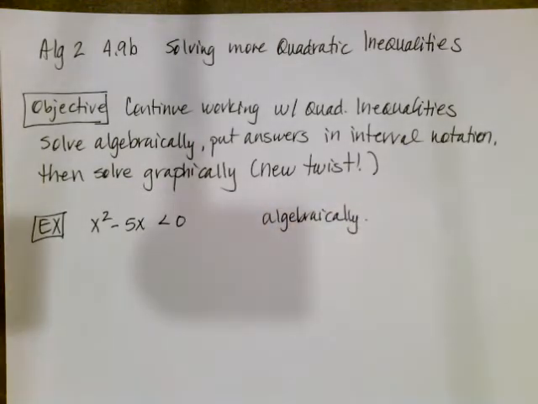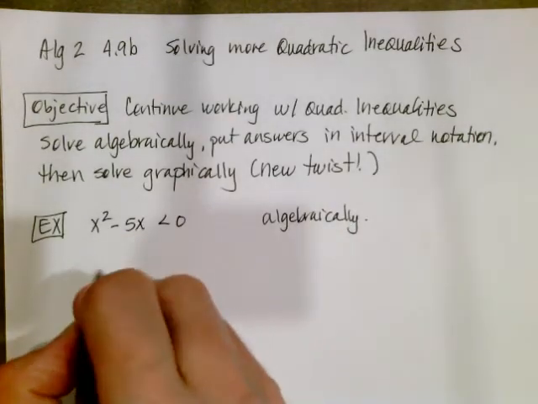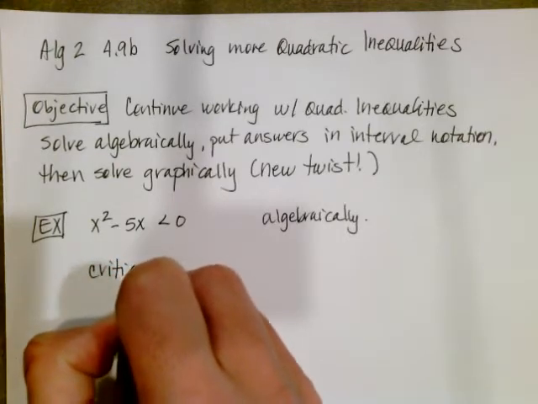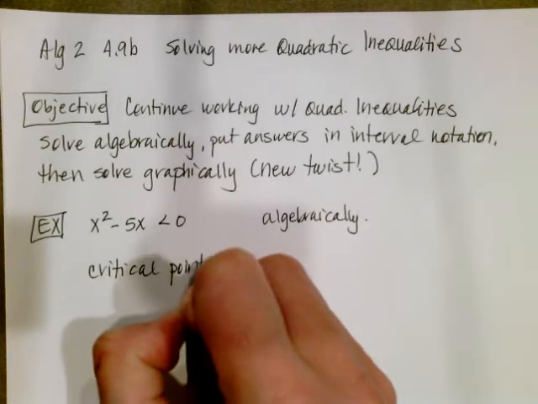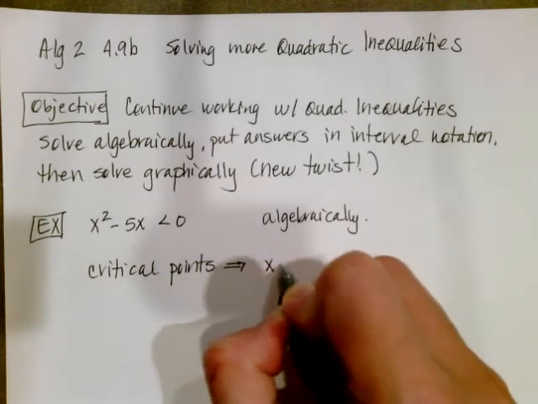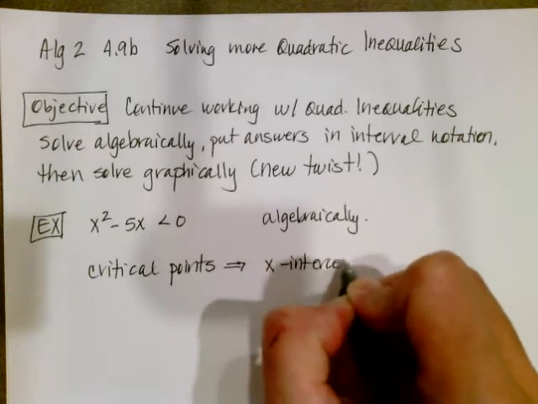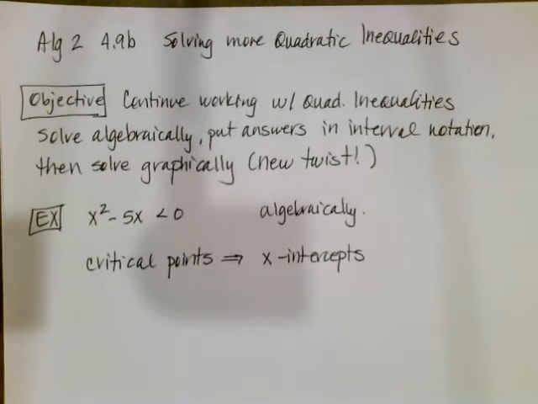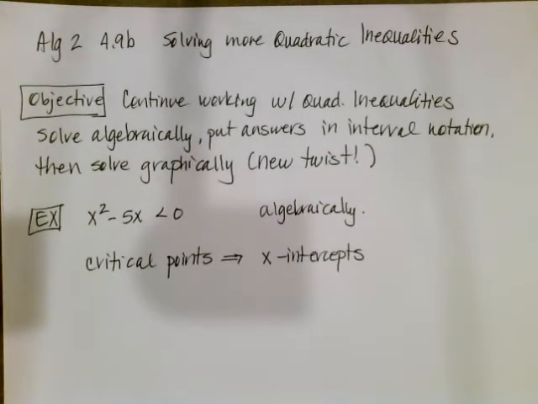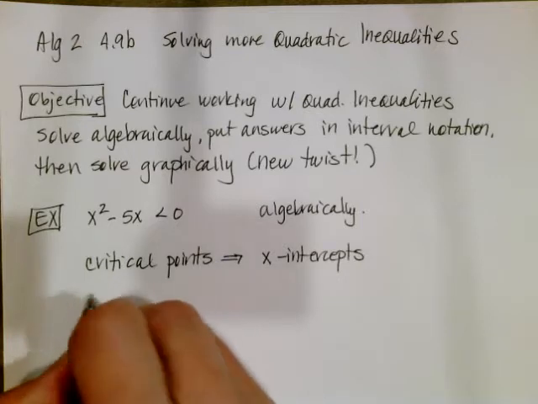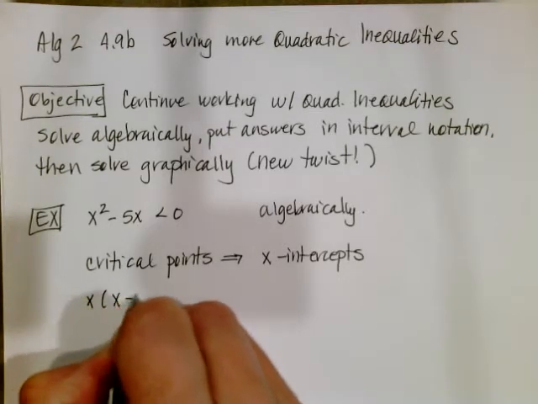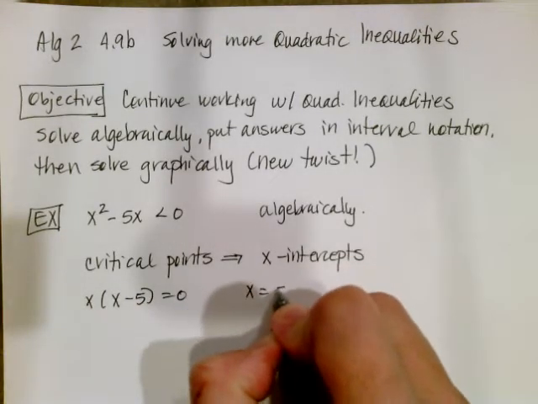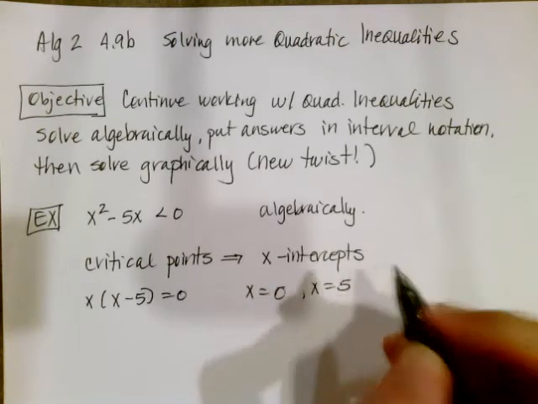All right, so here will be your process. First, I'm going to factor to find what's called my critical points. And the critical points are actually going to be the x-intercepts, but we're going to put these on a number line instead of on a graph as a parabola, and then we'll change. If I solve for my critical points, I would do x times (x minus 5) is equal to 0, and I would get x is equal to 0 and x is equal to 5.